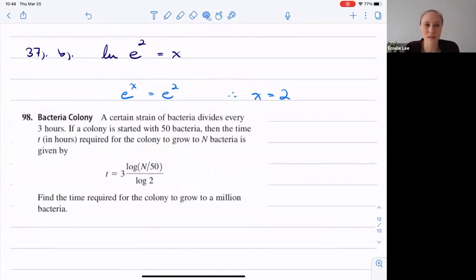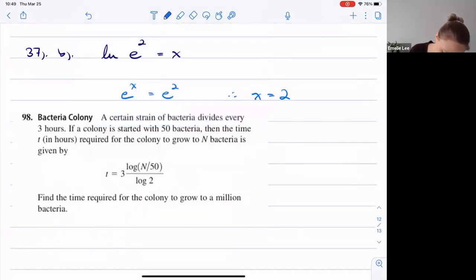So we've got a certain strain of bacteria that divides every 3 hours. So if a colony started with 50 bacteria, then the time in hours required for the colony to grow to capital N bacteria is given by this function. Of course, in later courses, you would build this model given this information, but now I'm just giving it to you. I want you to find the time required for the colony to grow to 1 million bacteria. So N is going to be 1 million.